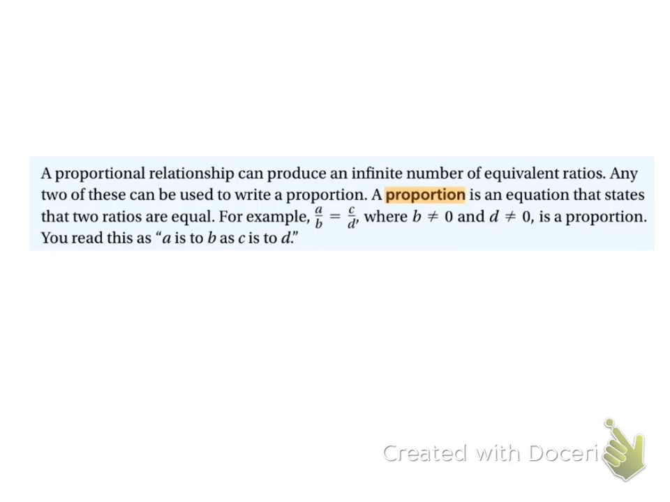Okay, this is 2-7 of algebra. A proportion is an equation that states that two ratios are equal. So here's an example of what a proportion looks like. And we cannot have B or D equal to 0 because then we would be dividing by 0.